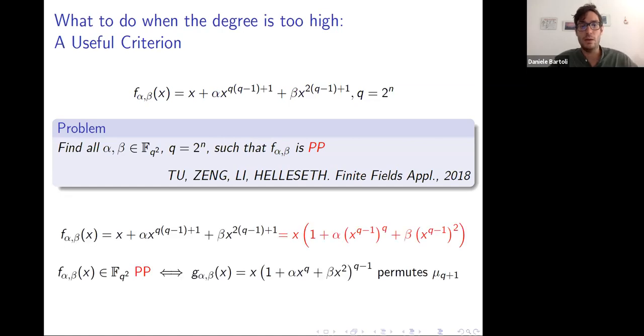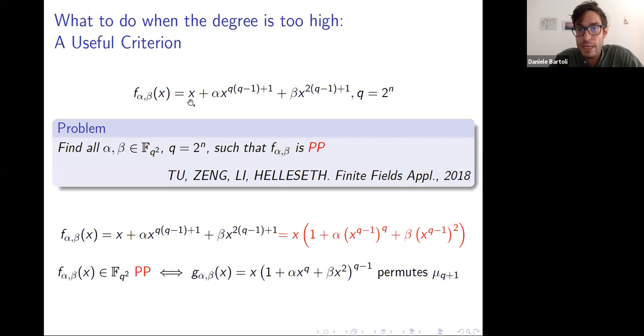Well, now let's apply the previous criterion. It tells you that f_{alpha,beta} permutes F_{q^2} if and only if g_{alpha,beta}, this other guy, permutes a smaller subset, mu_{q+1}, the (q+1)-th roots of unity, so it's smaller, but the shape of this guy is ugly. It's not much better, and also the degree is very high, as you can see here.